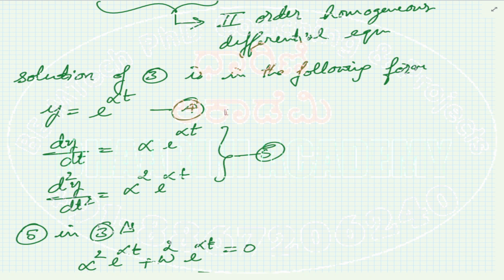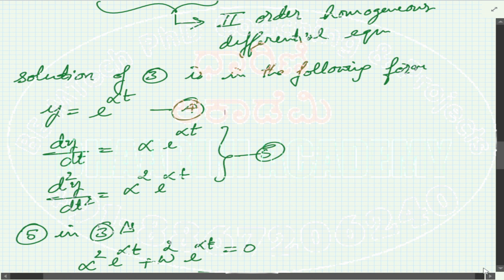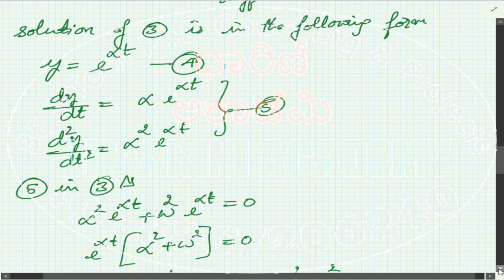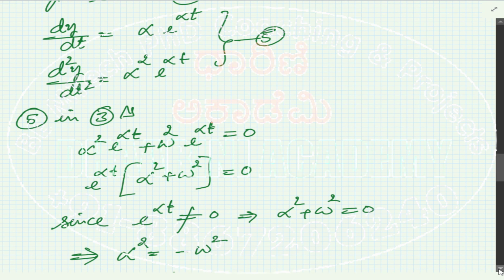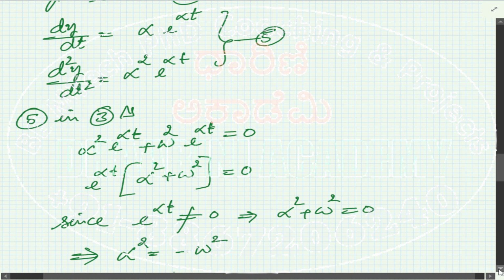Okay, then let us substitute this back in the original equation. So in equation 3, if you substitute these two, you can see that wherever we have d square y by dt square, we'll write alpha square e to the alpha t, plus omega square, with the second function being one power less than the original. So alpha square e to the alpha t plus omega square e to the alpha t is equal to 0.